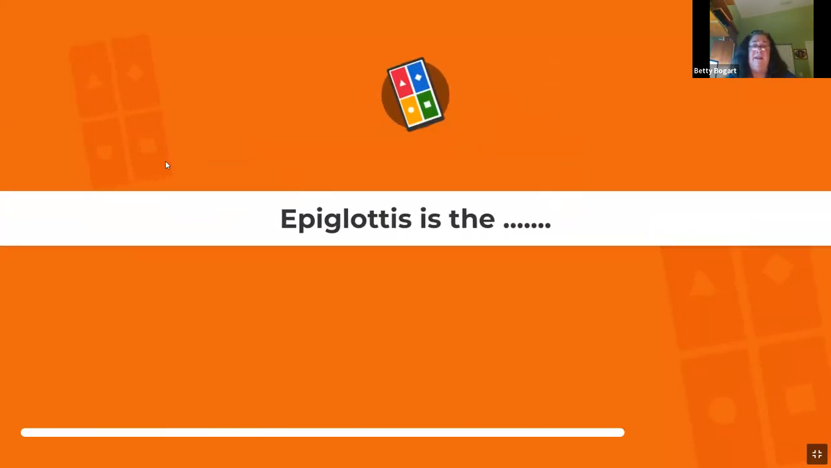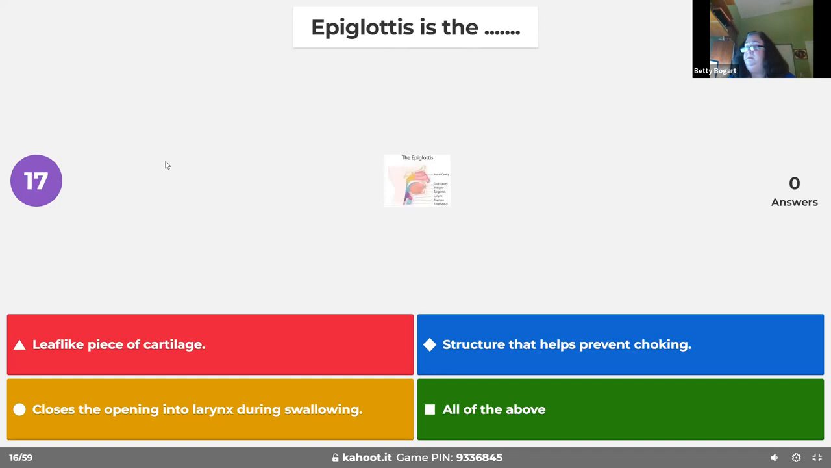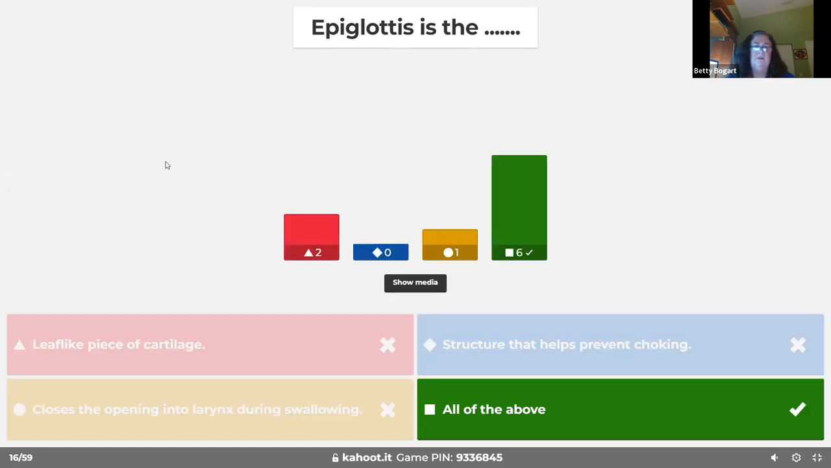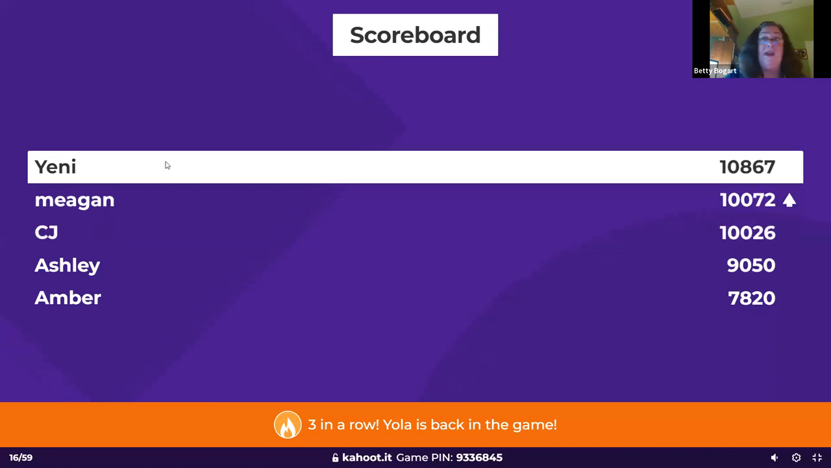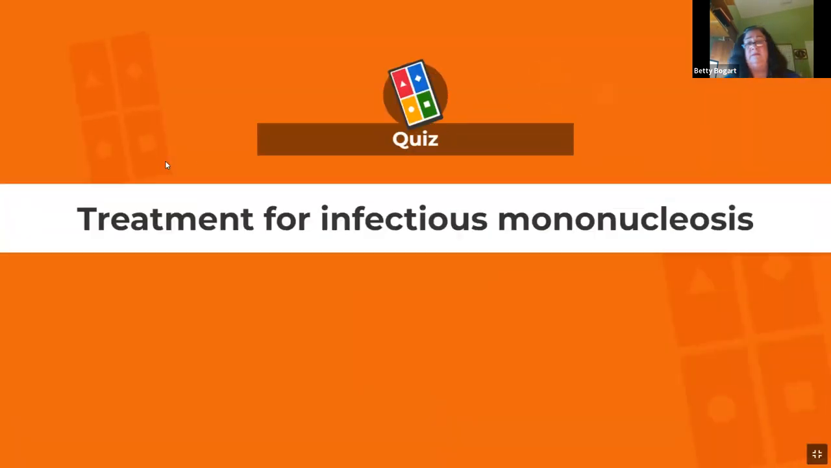The epiglottis is what? So again, the epiglottis is that leaf-like cartilage. It covers the trachea when you swallow so that food doesn't go in your lungs, all of the above. And when that swells, it's covering the trachea. Guess what? You're not breathing.